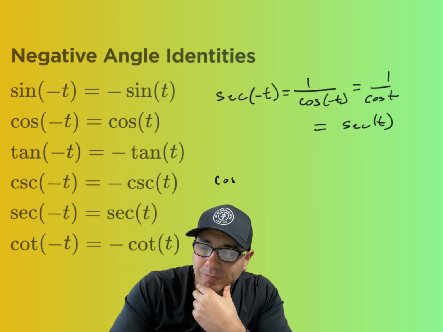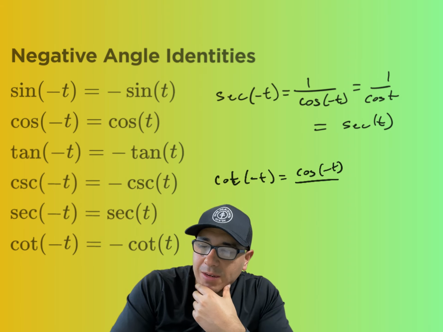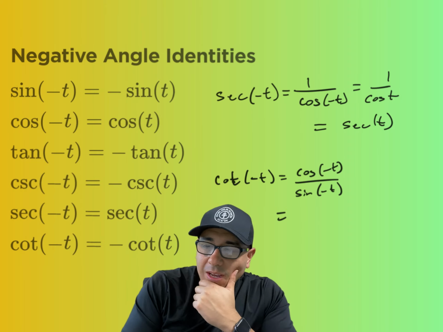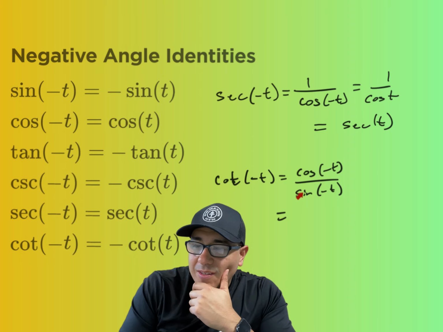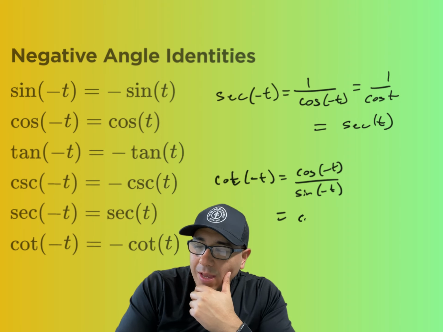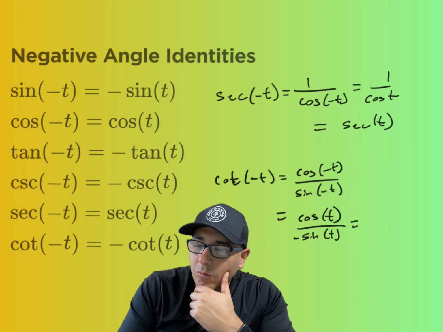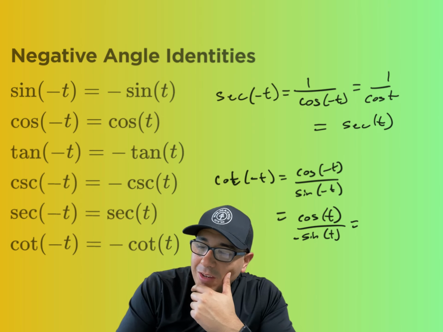Cotangent of negative t, that's the same thing as cosine of negative t divided by sine of negative t. Again, cosine of negative t is cosine, sine of negative t is negative sine. So let's go ahead and fill those in. So we got cosine of t divided by negative sine of t. And as a result, we know this is cotangent, and there's that negative that's sitting out in front. So that's why our answer is negative cotangent.